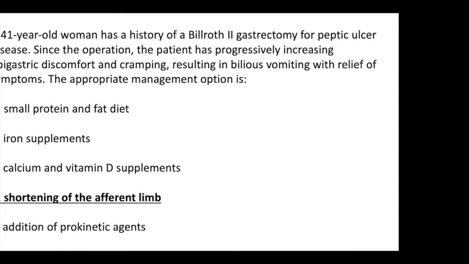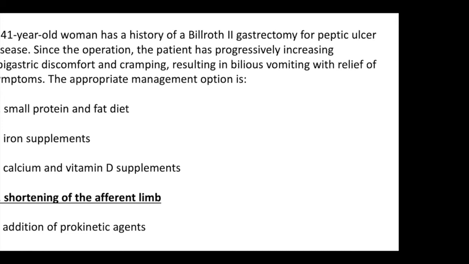And so your afferent limb is proximal to your gastrojejunostomy, and that's what's getting either kinked, twisted, or just filling with all the hepatobiliary secretions, and then after they have the bilious emesis, they resolve that obstruction and they feel better.